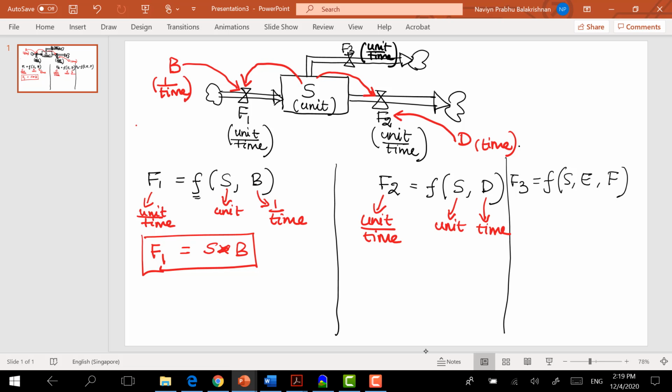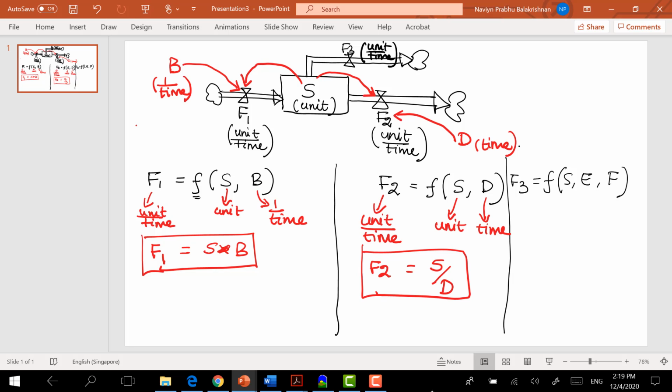So what will be the equation for F2? I should get unit over time. I will get unit over time if I do S over D, right? This will give me unit over time. So based on the units, I easily form the equation.